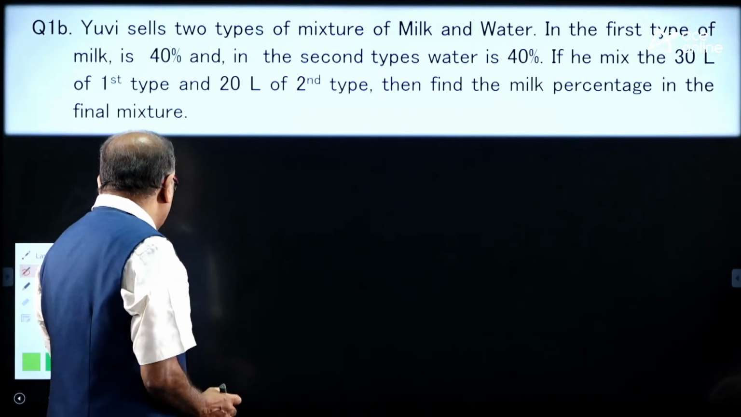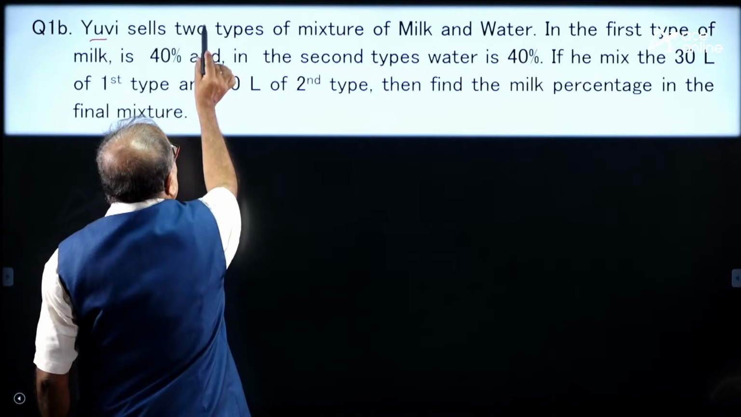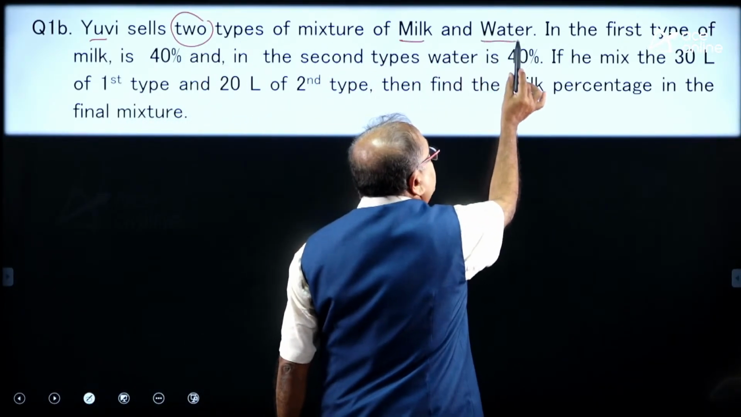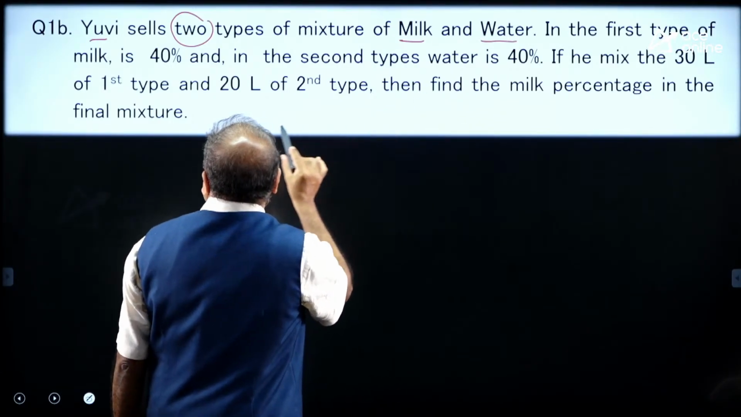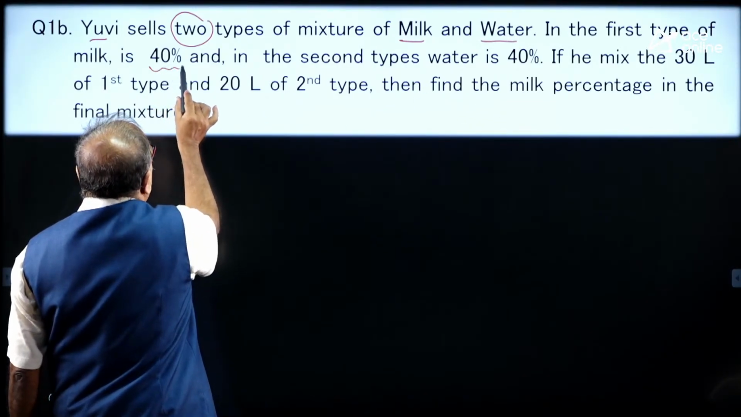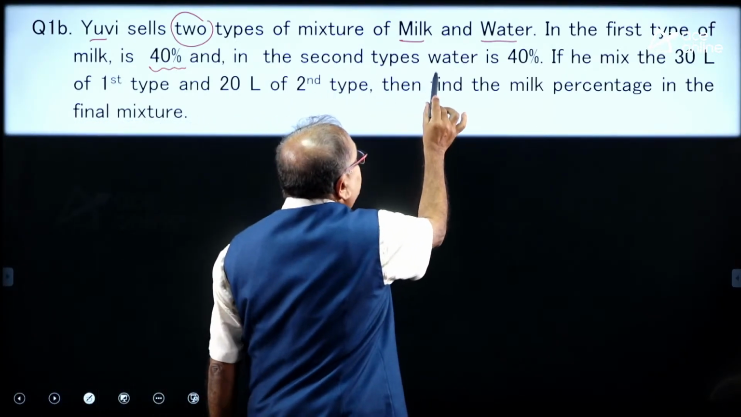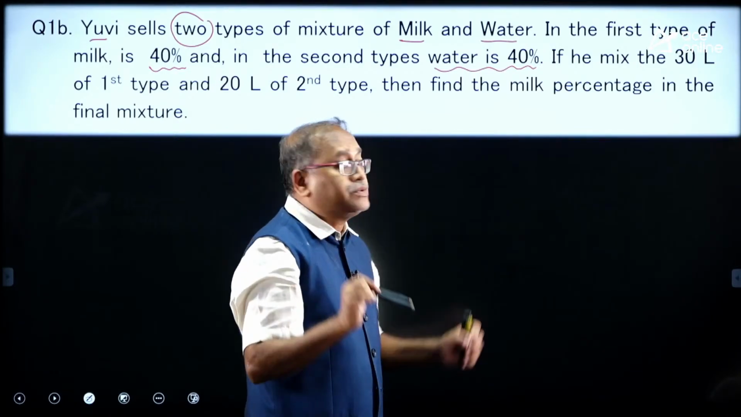What is the question? Allow me to read the question and then I will give some time. Some person sells two types of mixture of milk and water. The mixture consists of milk and water. The first type has 40% milk, and in the second type the water is 40%, two types.